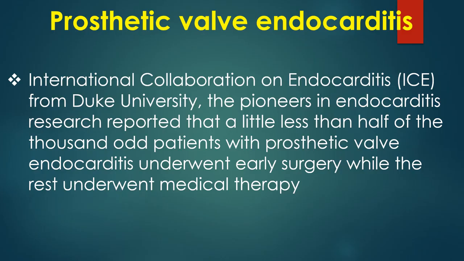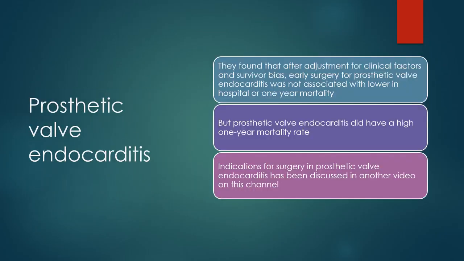The International Collaboration on Endocarditis from Duke University, the pioneers in endocarditis research, reported that a little less than half of the 1,000-odd patients with prosthetic valve endocarditis underwent early surgery, while the rest underwent medical therapy. They found that after adjustment for clinical factors and survivor bias, early surgery for prosthetic valve endocarditis was not associated with lower in-hospital or one-year mortality. But prosthetic valve endocarditis did have a high one-year mortality rate.